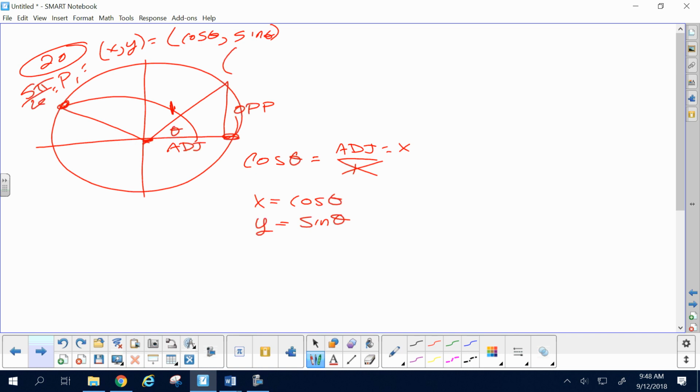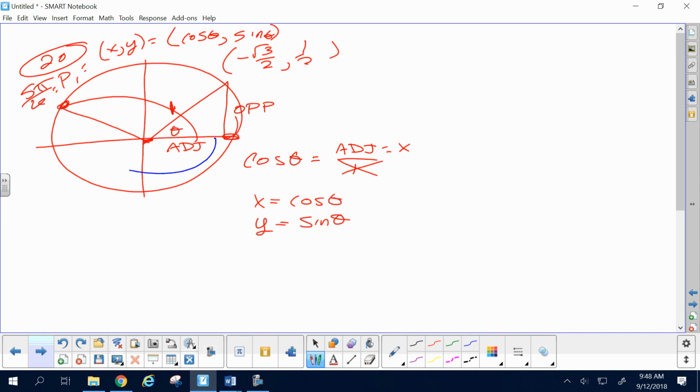Root 3 over 2 or negative root 3 over 2? Negative root 3 over 2, and the sine of 5 pi over 6 is 1/2, positive. Okay, the other point was at negative 5 pi over 6.